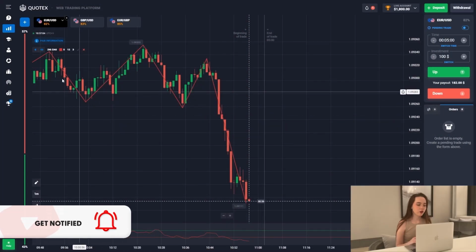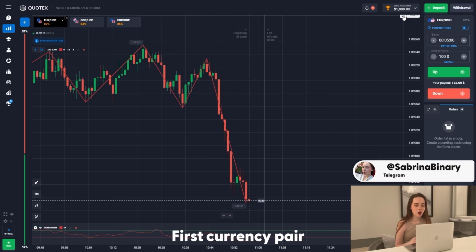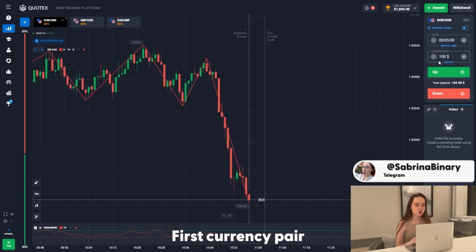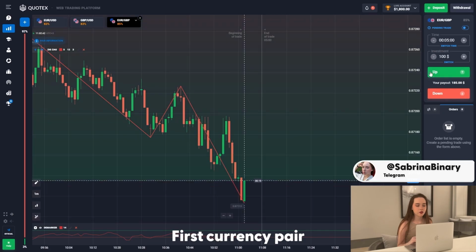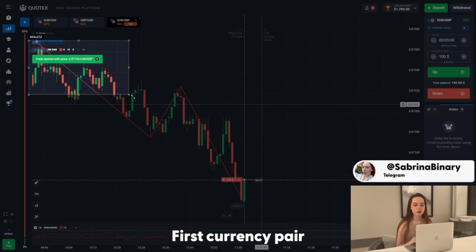Okay, now we're already on the site, and these are the currency pairs I picked today. Our starting balance is $1,800, the time frame is 5 minutes, and the amount of each trade will be $100. We move on to the first currency pair, which suits us perfectly, and we immediately open a deal to lower the price.